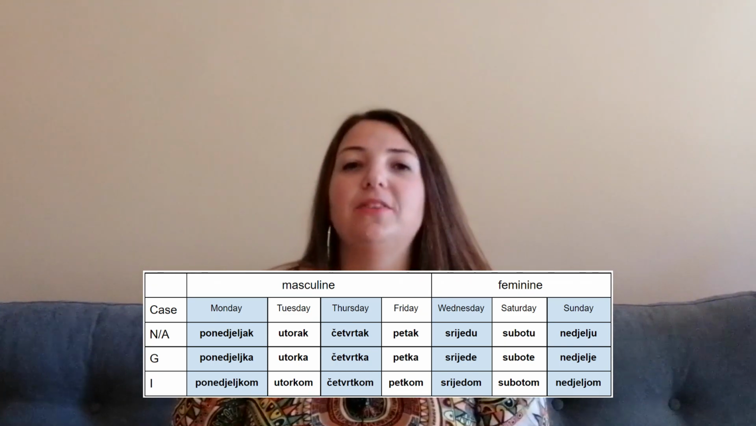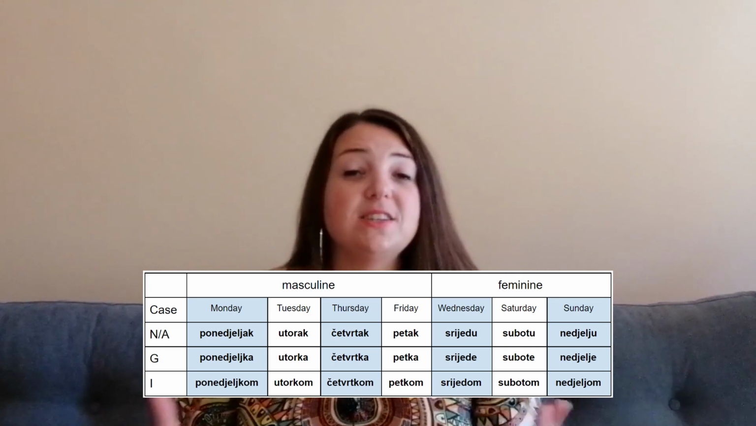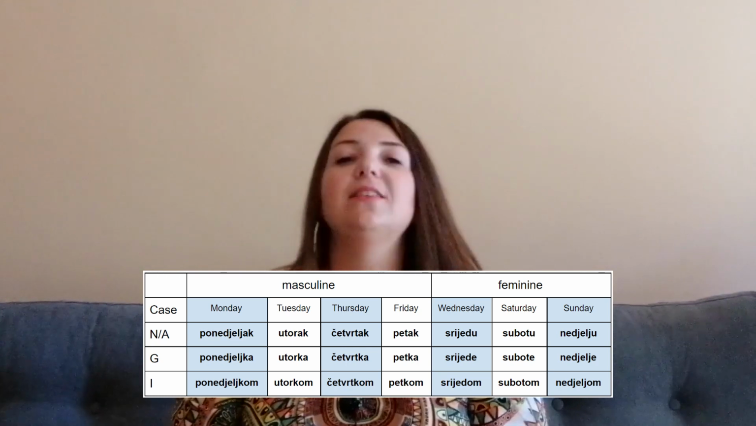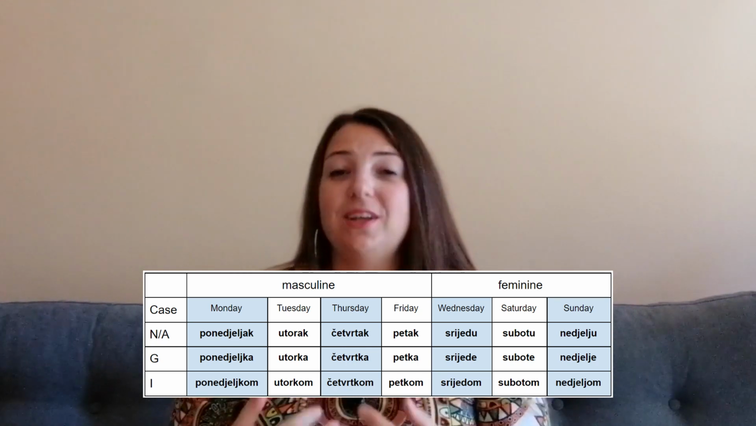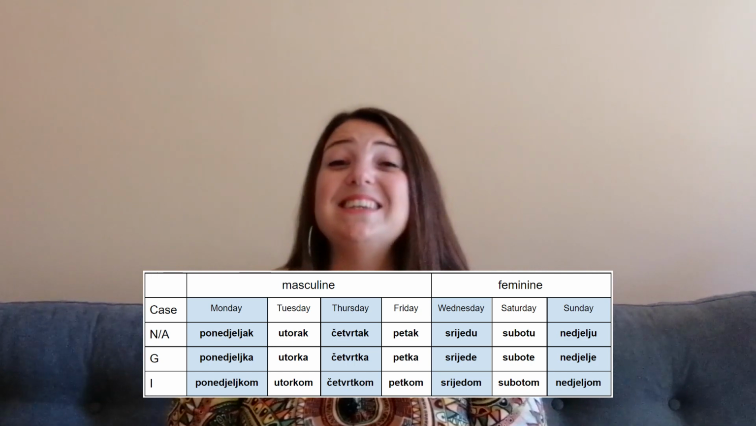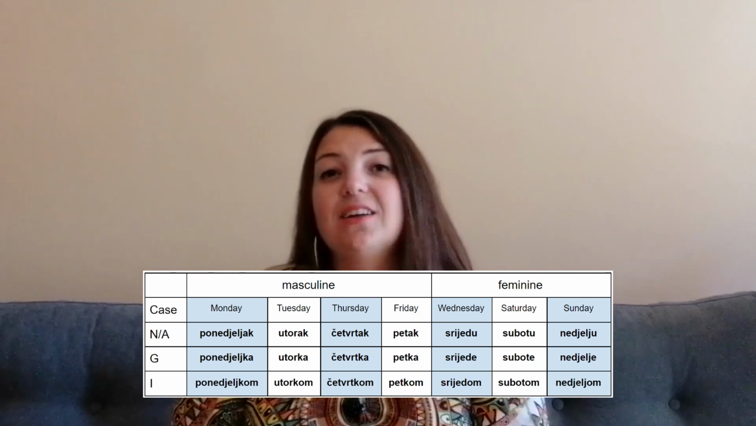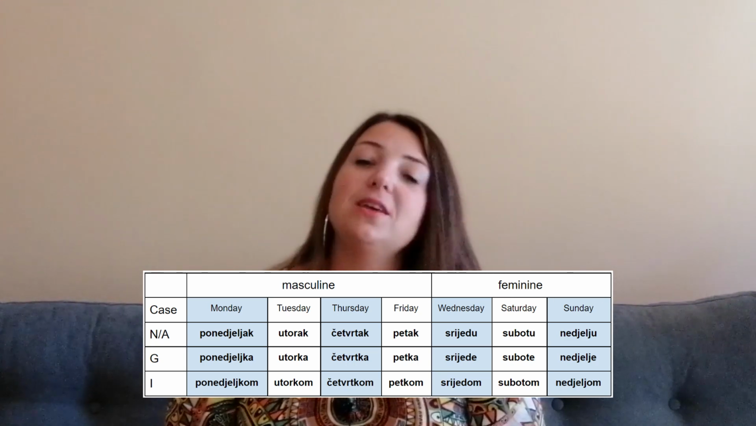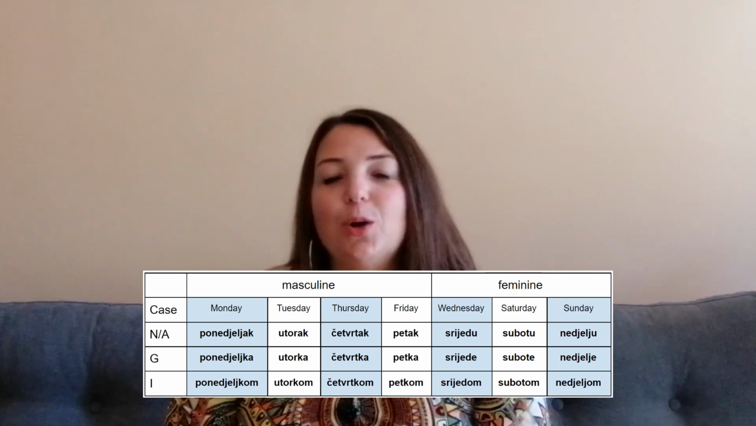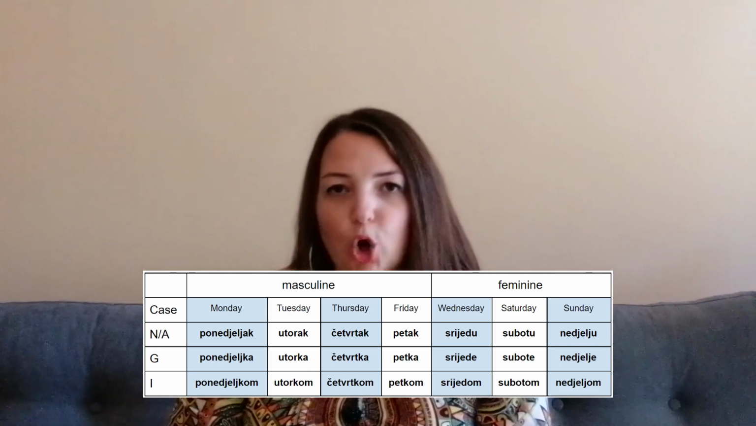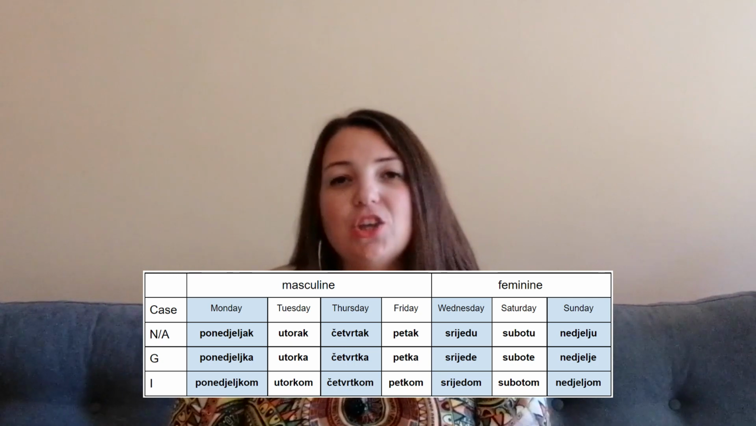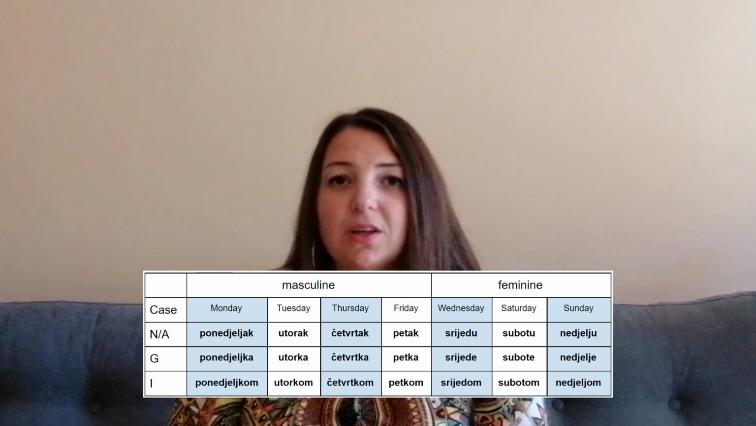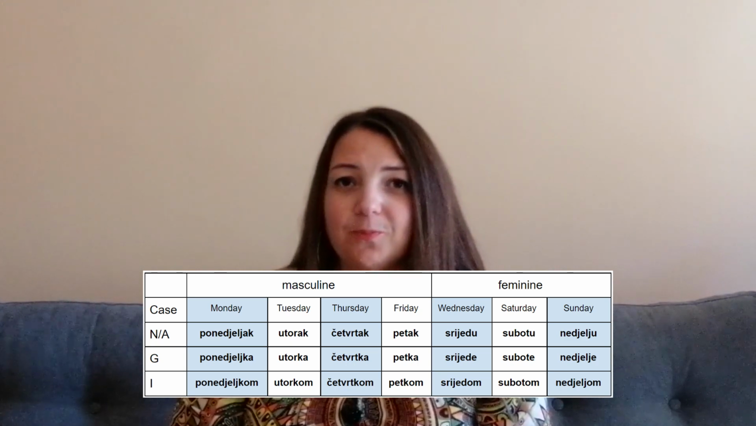Okay, the genitive is different than the nominative, and the genitive is ponedjeljka, utorka, srijede, četvrtka, petka, subote, nedjelje. And the instrumental case is ponedjeljkom, utorkom, srijedom, četvrtkom, petkom, subotom, nedjeljom. Okay?